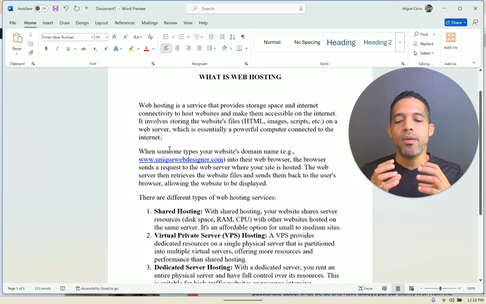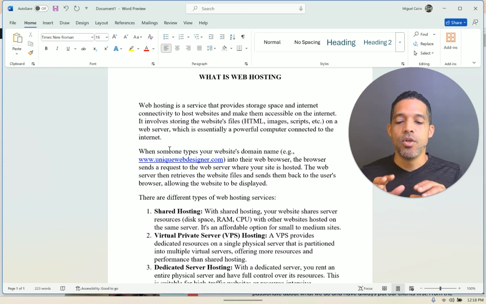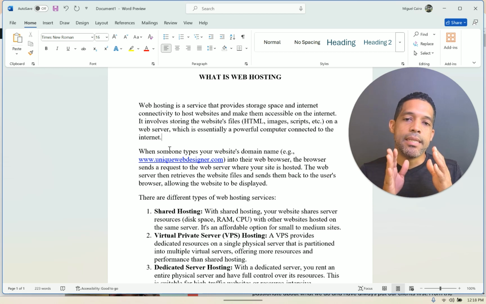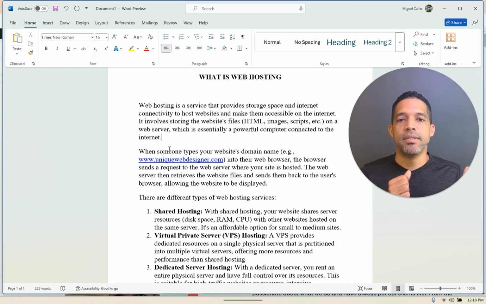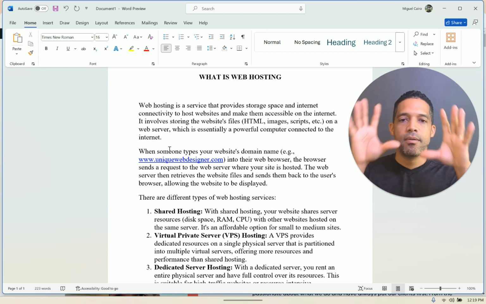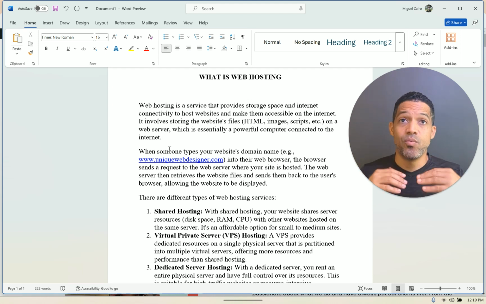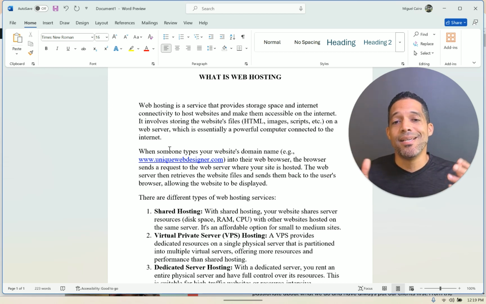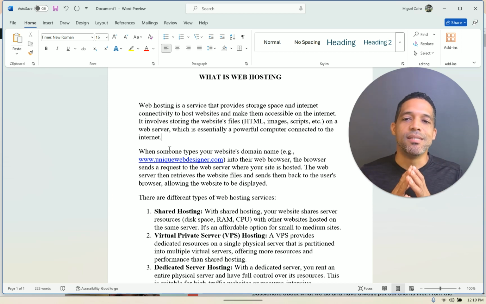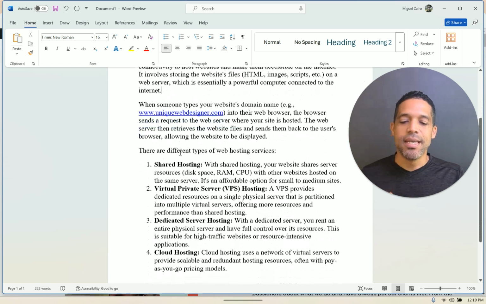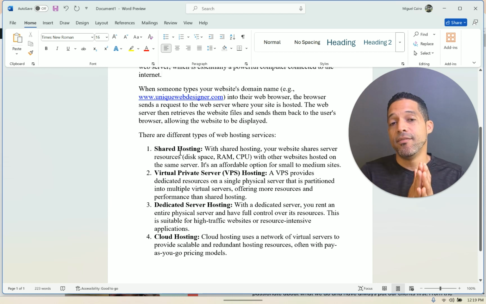The way it works is when someone types in your URL, in my case uniquewebdesigner.com, that browser goes to the server and says, hey, I need that website. And then the server is saying, hey, here are all the files. And then it loads the website. That's what hosting is, and that's how it works. It's not complicated. I mean, yes, if you want to figure out all the little things, it's complicated, but it's very simple. It's just where the files for your website are stored. That's all hosting is. And so let's get into the different types of hosting.